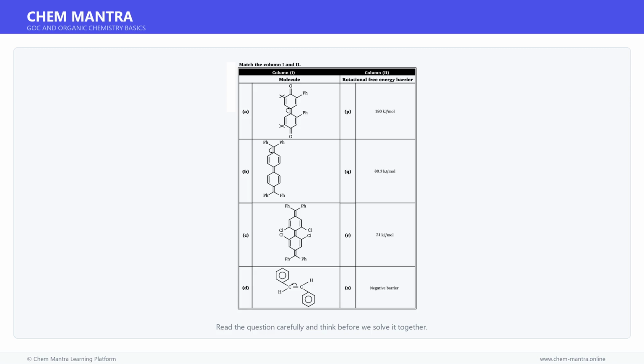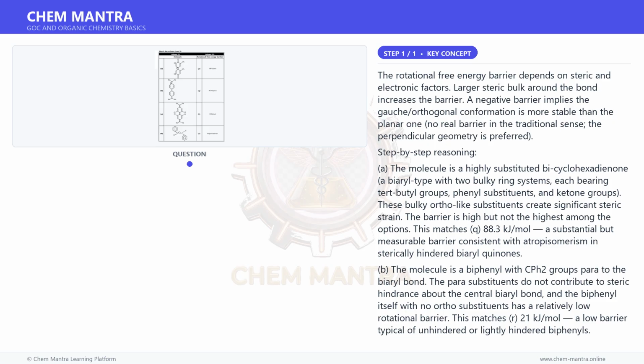Here is a matching type question on general organic chemistry. Study the items in both columns carefully. Try to work out the matching before we solve it together. Let us first understand the key concept here.